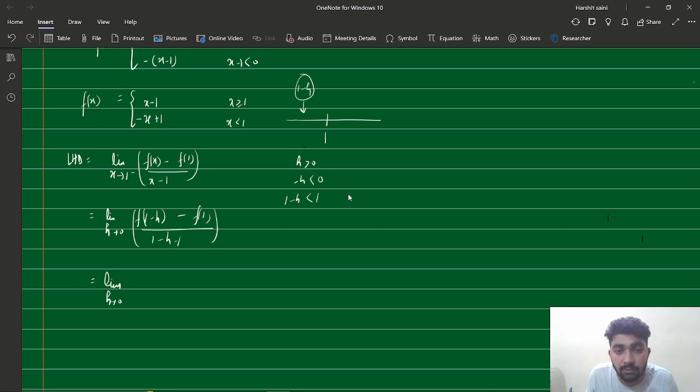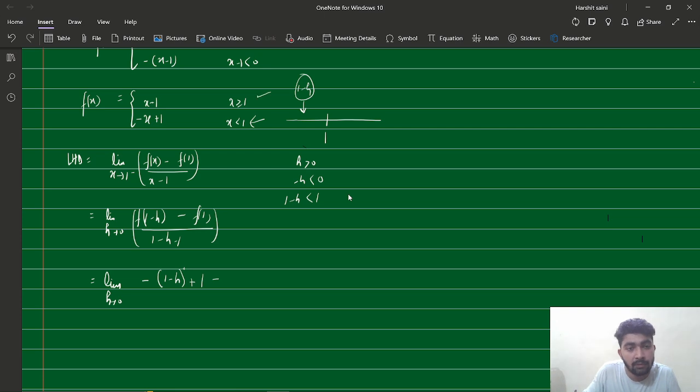If it is on the left side of 1, it means the value f of 1 minus h we can find by the second piece. And how can we find it? Minus of 1 minus h I will put here, and plus 1 is there. Okay, now we'll discuss our... wait, I'll write minus f of 1.